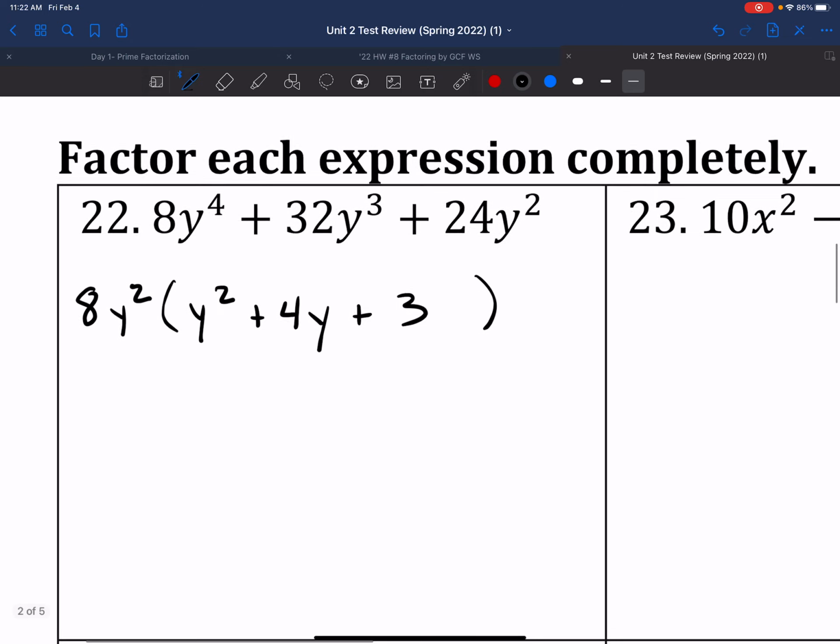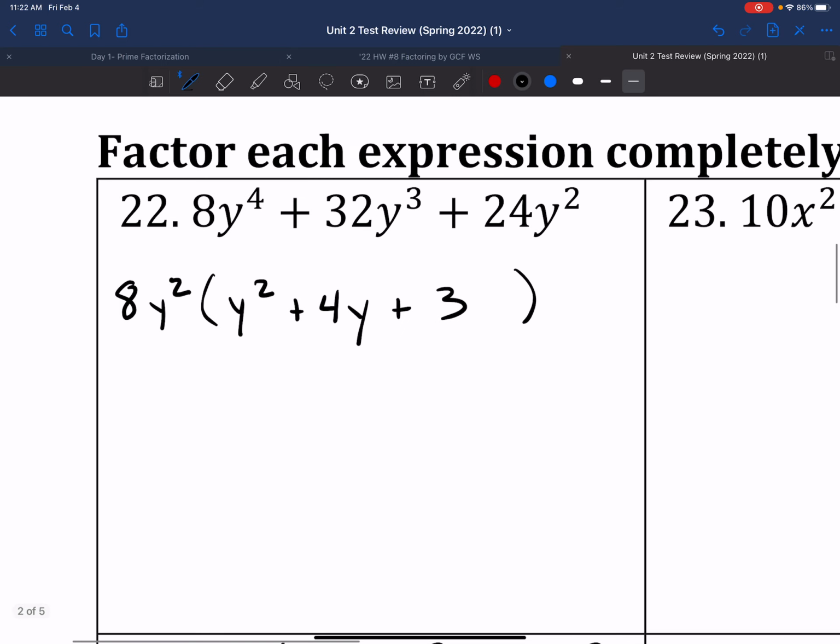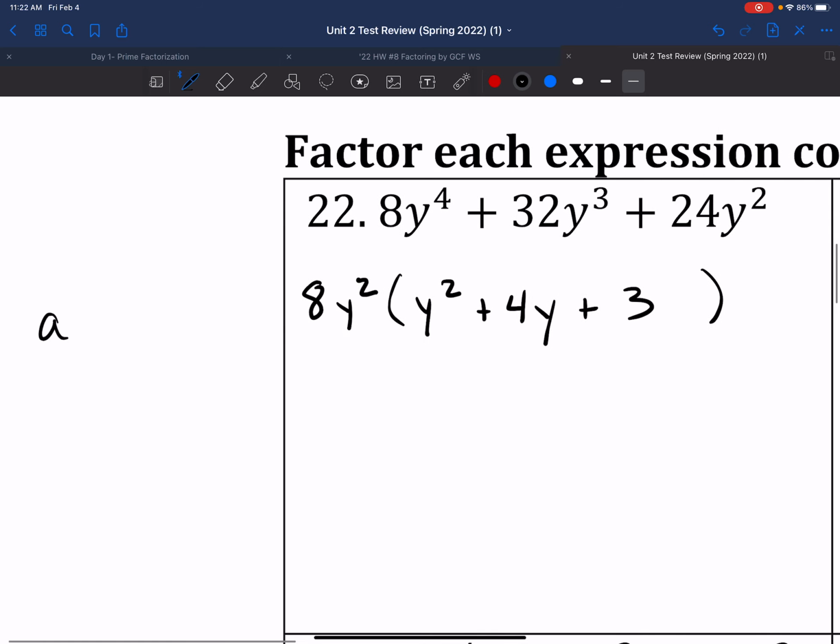So again, you factor the expression completely, but are you actually done? You need to look at this and be like, okay, I see an ax squared plus bx plus c. That means I got to keep on factoring. And what does that mean when I have ax squared plus bx plus c, where a is only 1? Well, that means you got to use the x method, right?